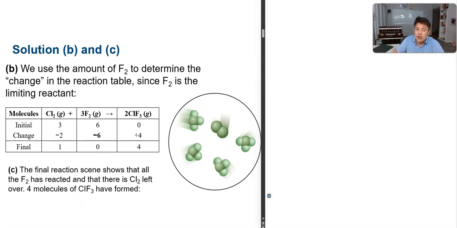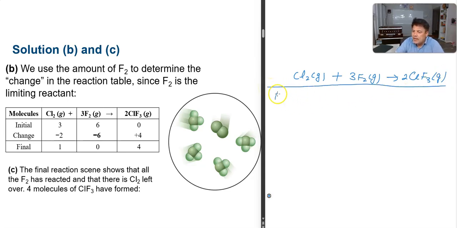Now let's make a table, an ICE table. We have Cl2 gas plus 3 F2 gas give you 2 ClF3 gas. Initially how many chlorines? 3 chlorines. How many fluorines? 6 fluorines. How many products? No product, initially 0. After reaction, what will be changed? So look at that. All fluorine will be used, because it is limiting. All fluorine will be used.